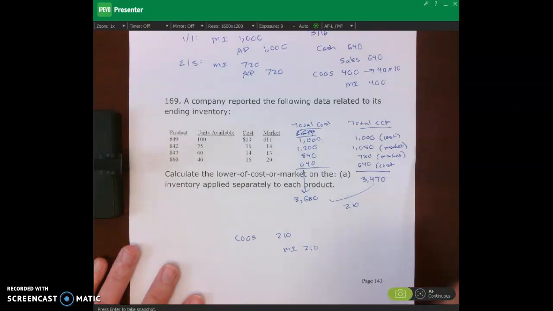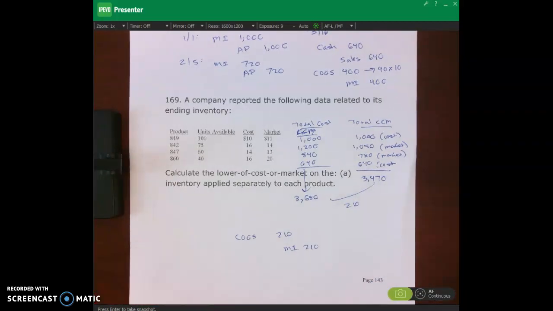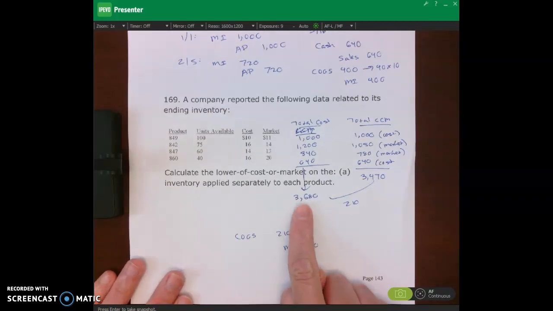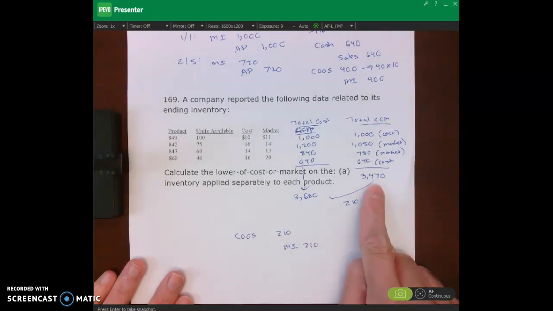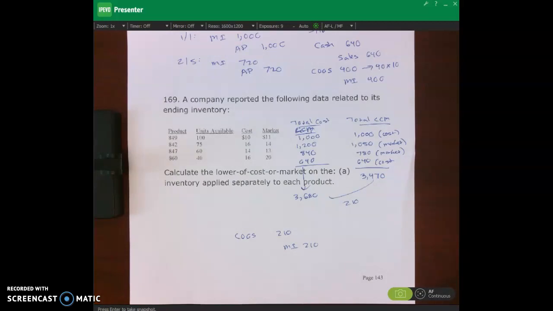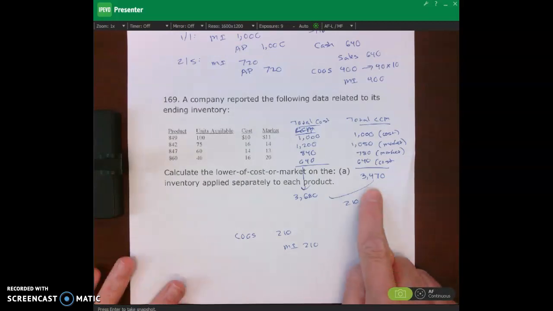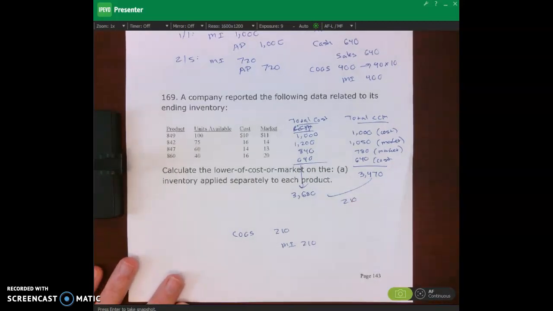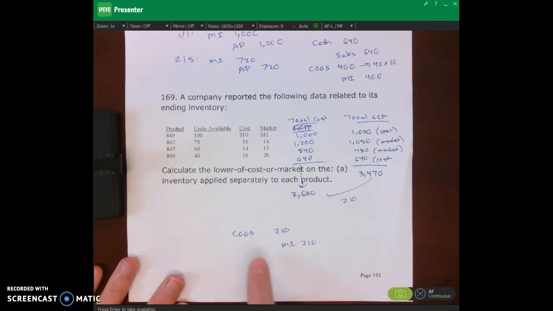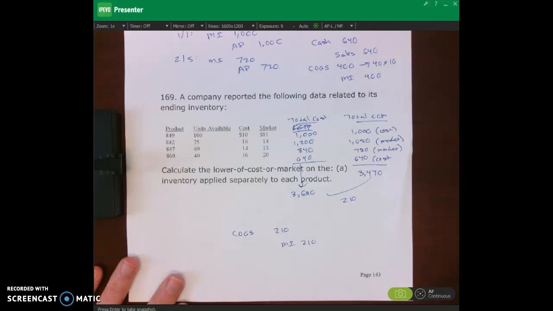The difference is $210. Remember, what's on the balance sheet right now for merchandise inventory before I do my journal entry is 3,680. But I need it to be 3,470 because I have to report it either the lower of the cost or market, and we can see it should be 3,470. So I need to reduce merchandise inventory by $210. So my journal entry is debit cost of goods sold 210, credit merchandise inventory 210.